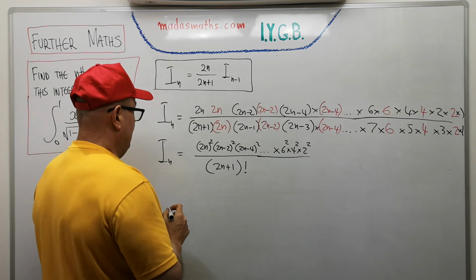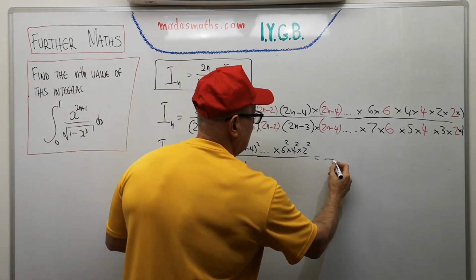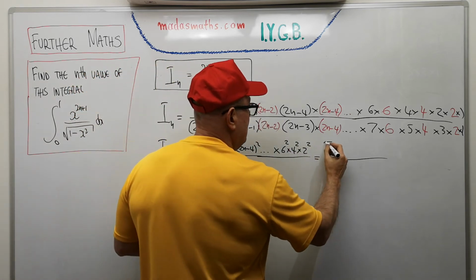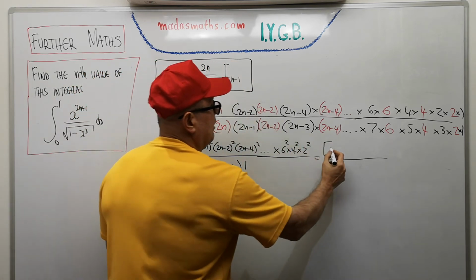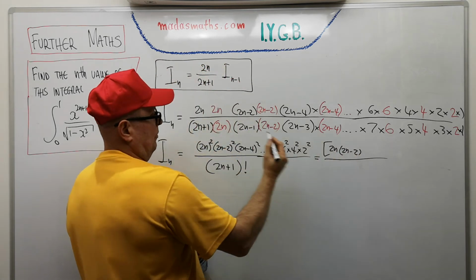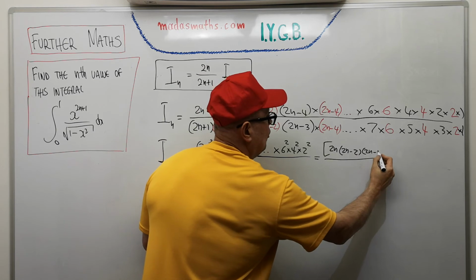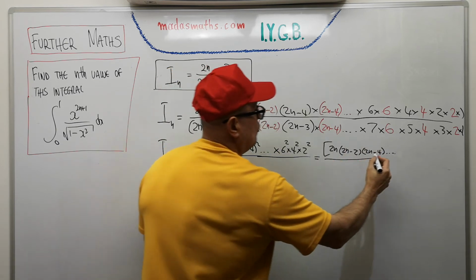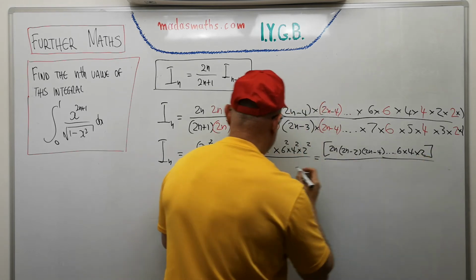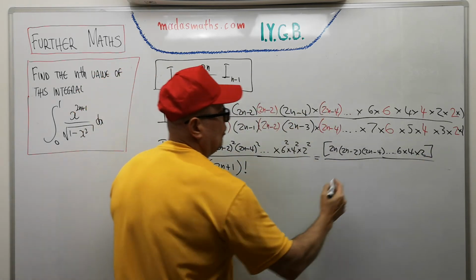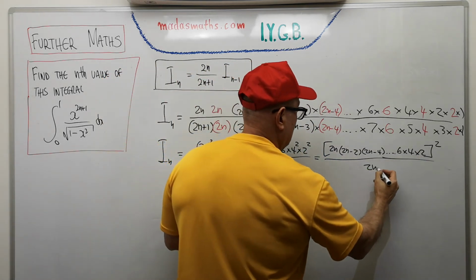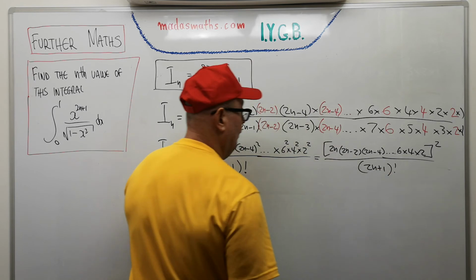Can I manipulate it further? Yeah. What I can actually say is, since everything is squared, I can put a big square bracket like this and write 2n times 2n minus 2 times 2n minus 4 dot dot dot 6, 4, 2, and the squares that all of them have, pull it outside, just basic algebra like this. And of course at the bottom the 2n plus 1 factorial.